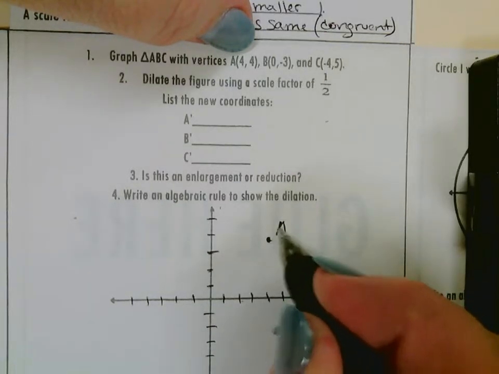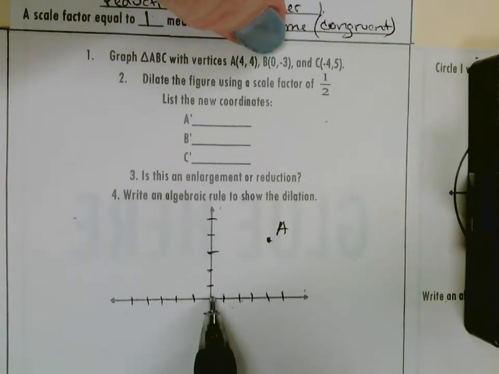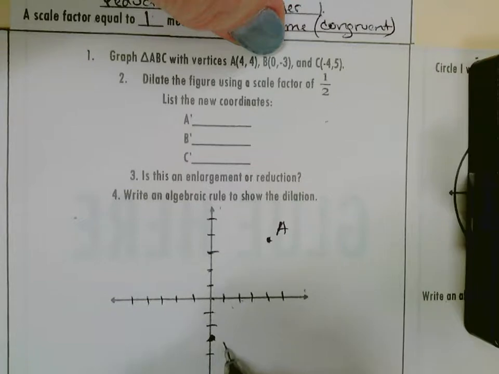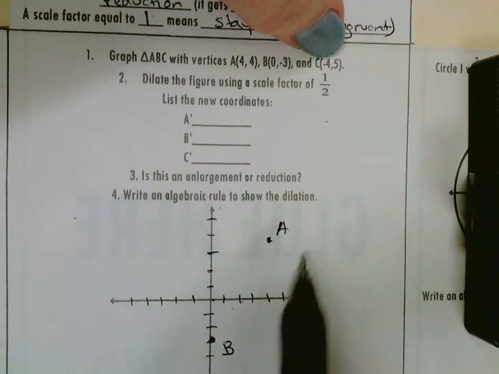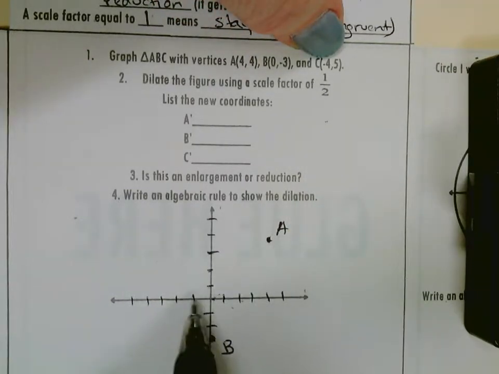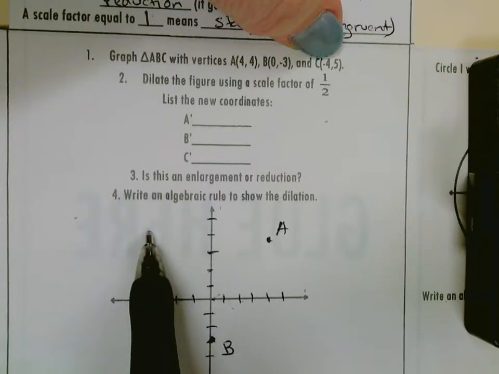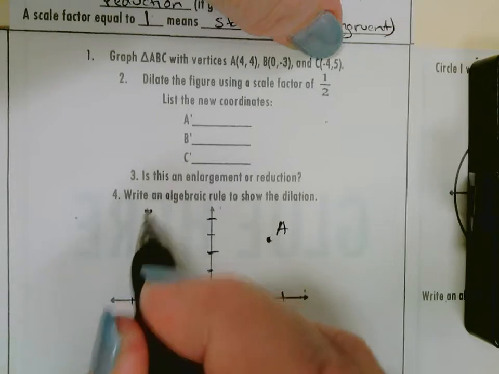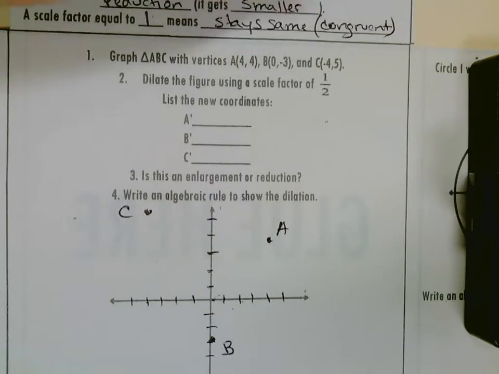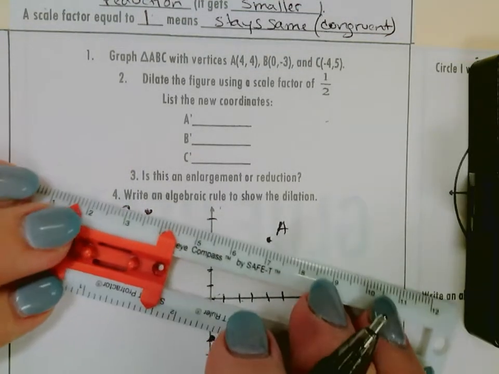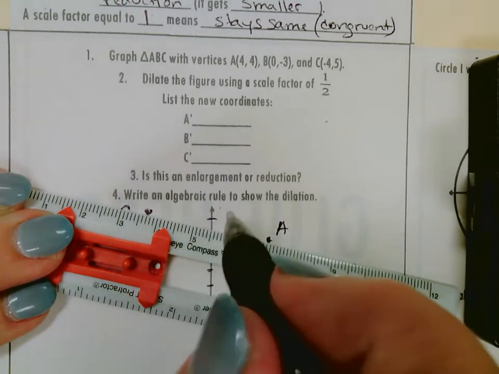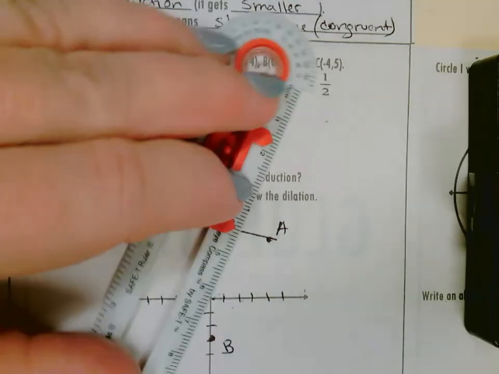Okay, so let's go ahead and plot A at (4, 4): 1, 2, 3, 4 over, 1, 2, 3, 4 up. B is at (0, 3). I start at (0, 0). X does not go anywhere, so then I go down 3: 1, 2, 3. That's B. C is at (-4, 5): 1, 2, 3, 4, then 1, 2, 3, 4, 5. And here's C. And I'm going to use my ruler to connect the sides.